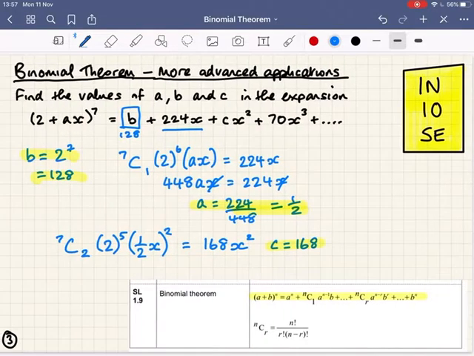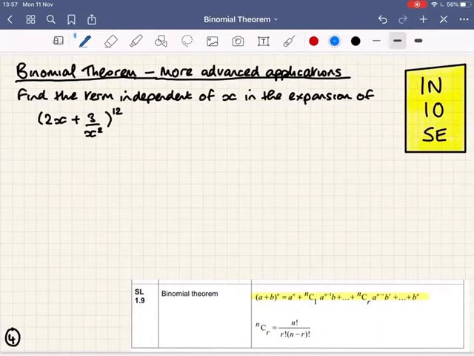Let's get a little bit more tricky then. This question's using some wording here. It says, find the term independent of x in the expansion of (2x + 3/x²) all to the power of 12. Independent of x means it's the term that doesn't have x in it. In other words, x is to the power of 0.